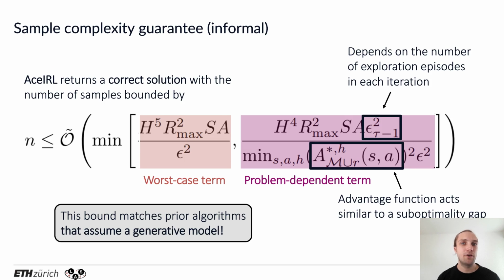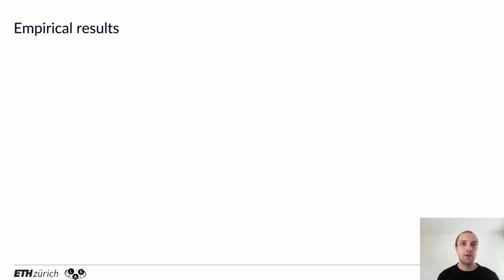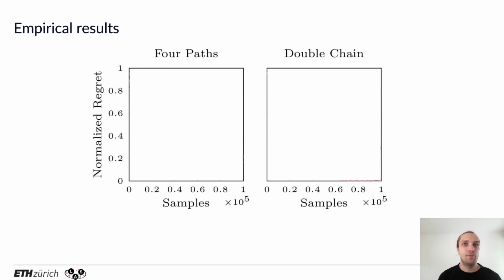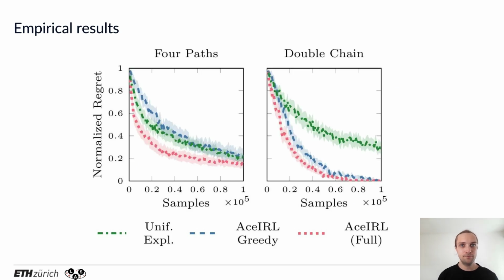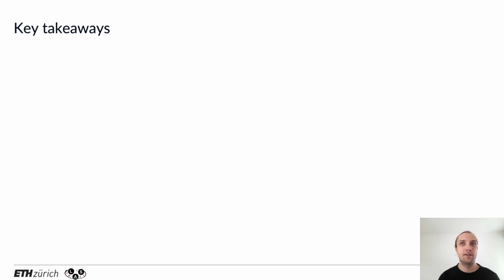Somewhat surprisingly, this bound matches what previous papers achieved when they assumed a generative model. So we don't really pay a cost for having to explore here. We also perform some basic empirical experiments. So here are two plots from tabular environments where we plot the regret of the inferred policy. Lower regret means we're closer to the optimal policy, and the x-axis is the number of samples or number of steps in the environment. We consider uniform exploration as a basic baseline, and then AceIRL greedy is the simple uncertainty propagation version of the algorithm, and AceIRL full is the improved uncertainty propagation that I talked about. As we can see in the results, AceIRL is much more sample efficient than uniform exploration, and also the improved sample complexity bound improves performance quite a bit.